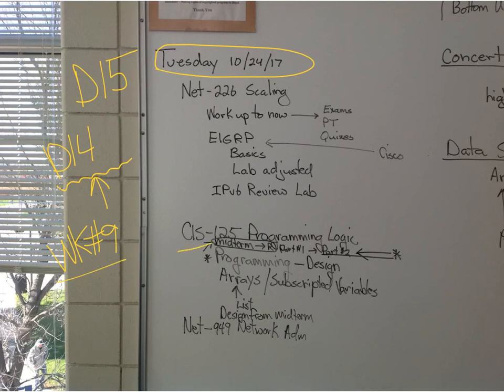CIS midterm, we'll cover more of that on Thursday. Questions on part 1. Part 2 we did at the end of class. We talked again about programming design, and we'll talk about that a little more. And we covered arrays, subscripted variables. I said they could use those now in the design from the midterm, and we talked about lists from Python.